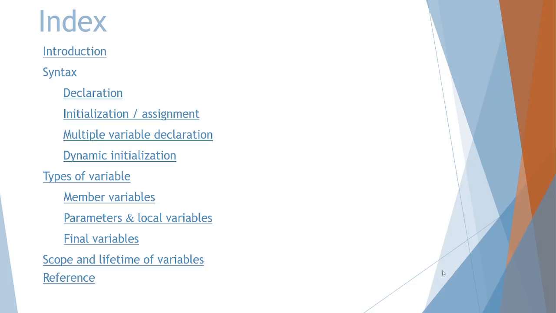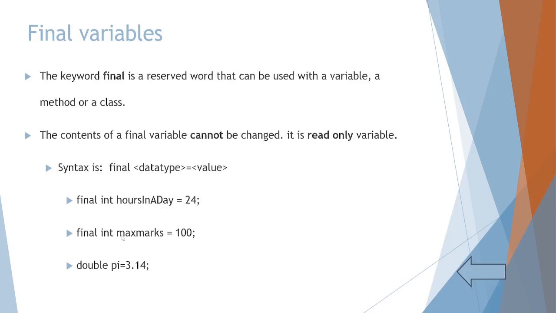Now let's understand final variables. Final variables are declared with the keyword final. And final is a reserved word that can be used with a variable or a method or a class. In this video, we'll be understanding final variables. Now, the contents of final variables cannot be changed, and it is a read-only variable.